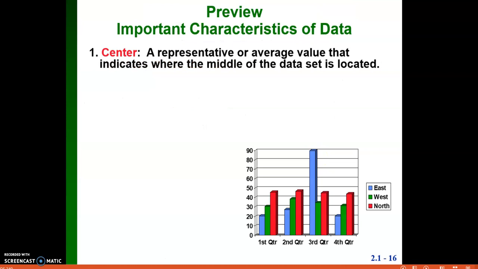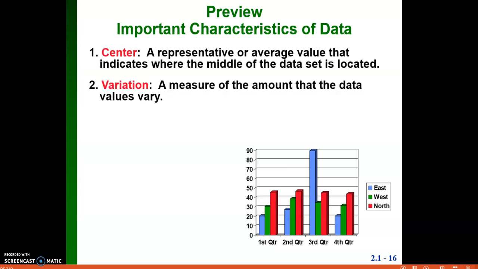Before you analyze the data, you have to know the important characteristics of the data. The first thing we call the center. The center means the average or the middle of the data, a representative or average value that indicates where the middle of the data set is located. In the same way you have learned before, mean, median, mode. Those are the three things that represent the middle of the data. When it comes to the questions, we'll learn how to calculate those values.